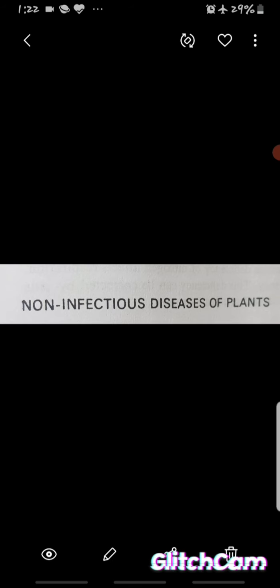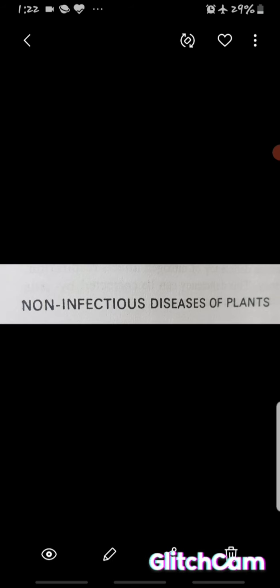Zinc deficiency also results in such diseases as white bud of corn, rosette of fruit trees, bronzing of twigs, little leaf of stone fruits, mottle leaf of citrus, and khaira disease of rice. These are the different diseases caused by zinc deficiency. The deficiency can be corrected by spraying with zinc sulfate.